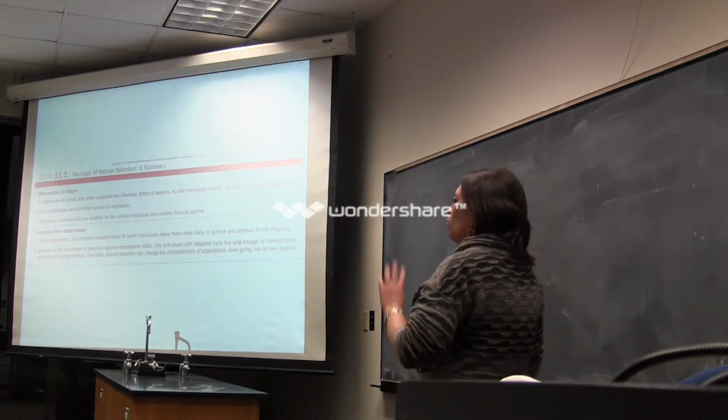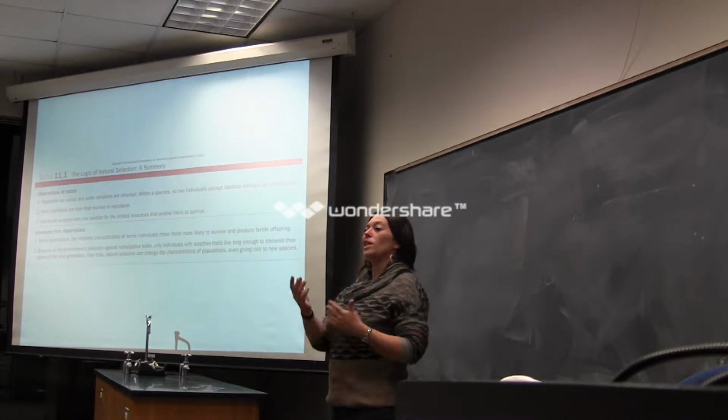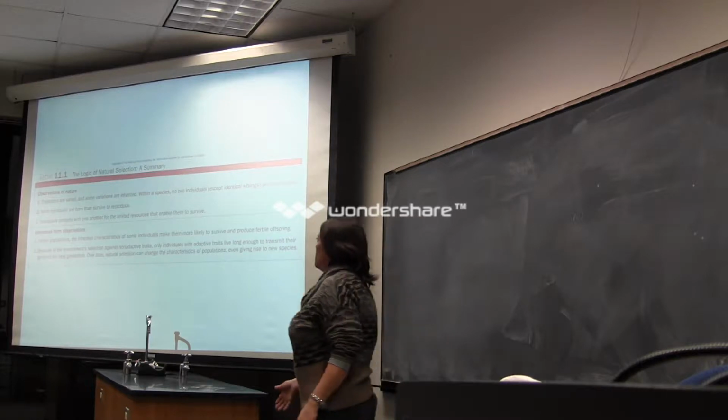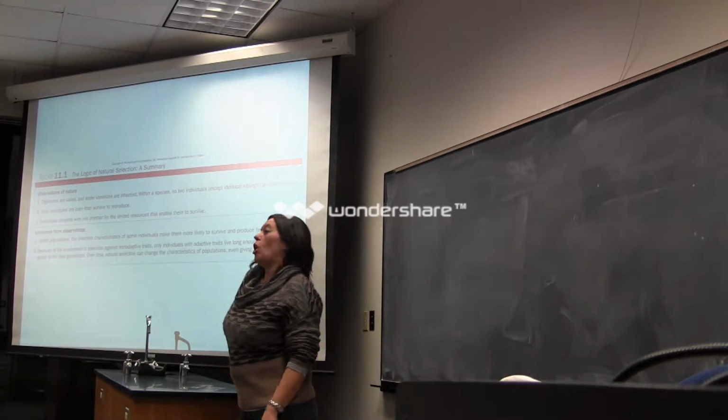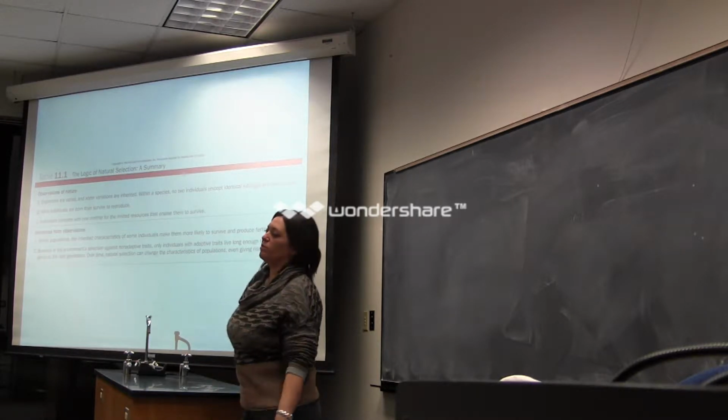And so in his observations, he made 3 different observations that ultimately led to his theory of natural selection. The first one is that all organisms are different. I mean, that's true for us, right? Some of us are tall, some of us are short.